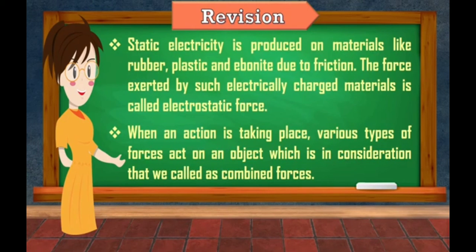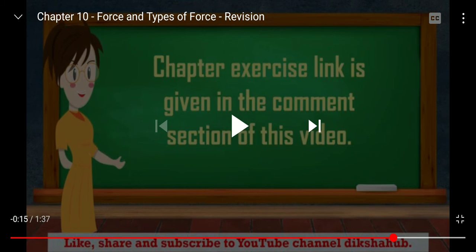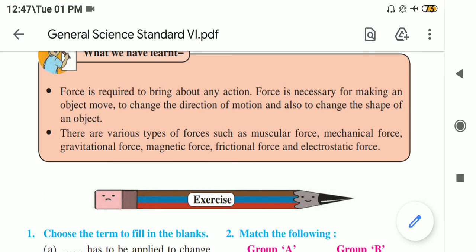And when an action is taking place, various types of forces act on an object, which we call combined forces. Understood? So that is what you saw here. How many types of forces? The first one was muscular force, mechanical force, electrostatic force, gravitational force, magnetic force, frictional force, combined forces.